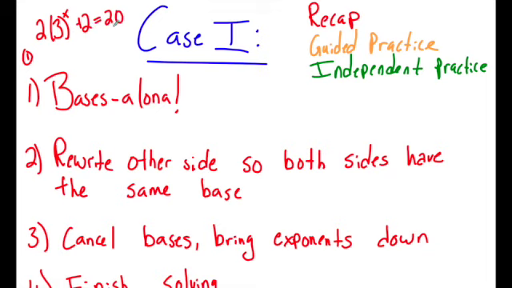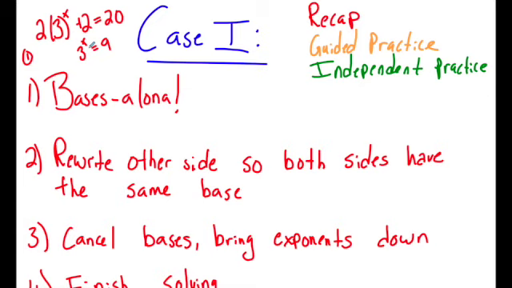So here what I would be doing is subtracting 2 and dividing by 2. So I subtract 2, I get 18. I divide by 2, I get 9. And that's step one. Because now on one side, I just have the base, 3. And on the other side, I just have a number. So now I have the base alone.